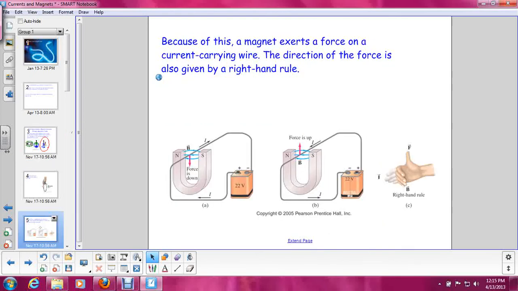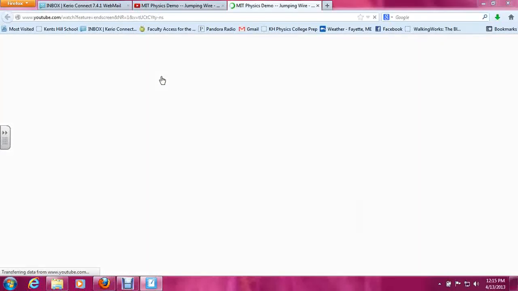Now, because a current produces a magnetic field, that wire can now be manipulated by another magnet. Just like you have 2 bar magnets that repel each other or attract each other, you can bring a magnet next to that current carrying wire and mess around with it. And we can actually see a picture of that here, or a video of this.